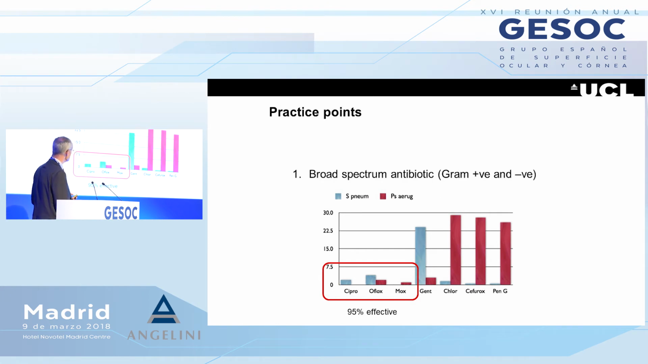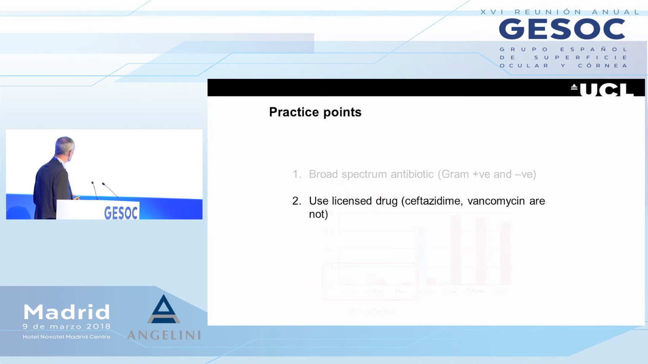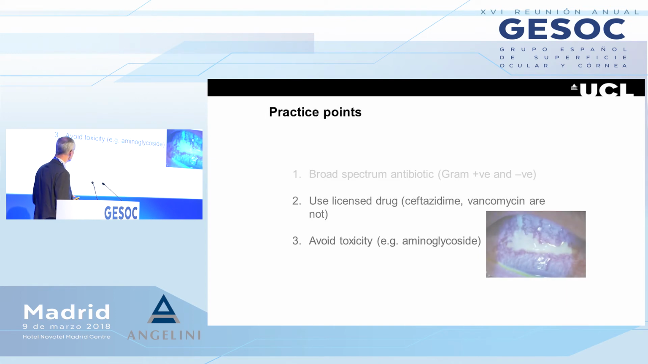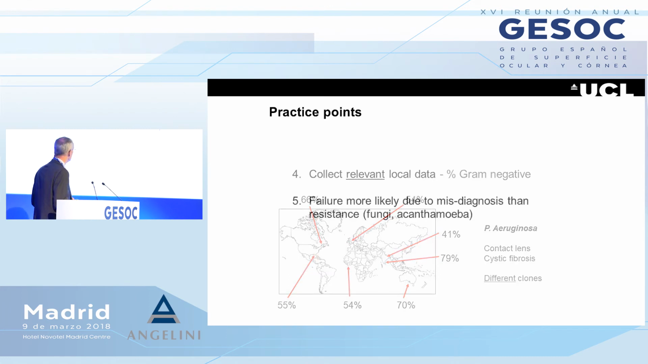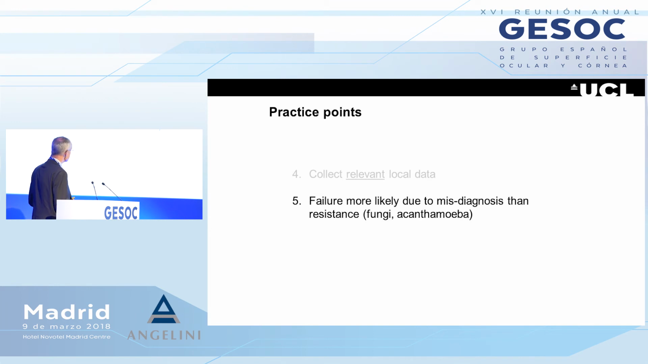Practice points. One, use a commercially available broad-spectrum antibiotic. Don't use unlicensed medications if you don't have to. Avoid toxicity, particularly with aminoglycosides, it's conjunctival necrosis, so fortified gentamicin, don't use it if you don't have to. Collect relevant data. This shows the differences in parts of the world. So again, your data may not be the same as ours or America's. Failure is more likely to be misdiagnosis than resistance of the organisms. You've missed fungus or acanthamoeba.